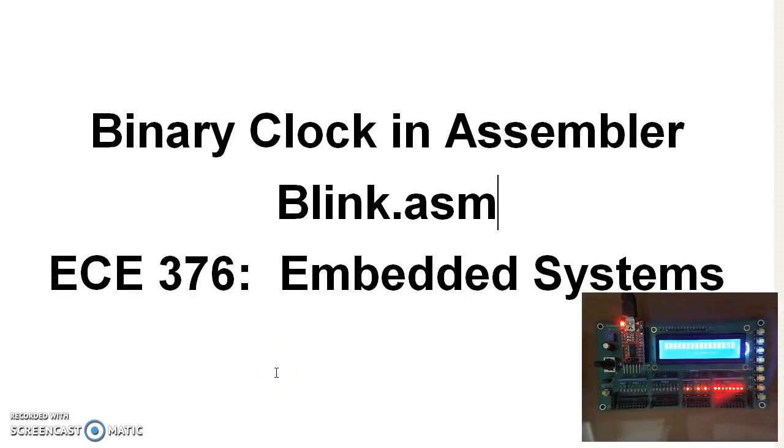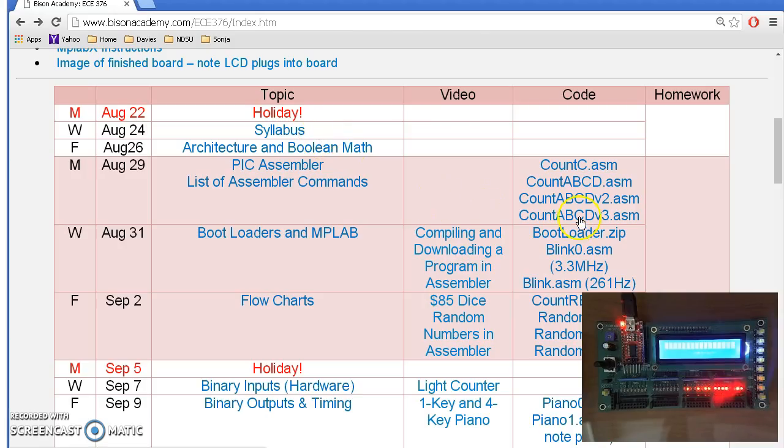Let's build a binary clock using the PIC processor. To do that, I want to have a count on port C with one count every second. To start with, go to Bison Academy and click on, in this case, Blink.asm.